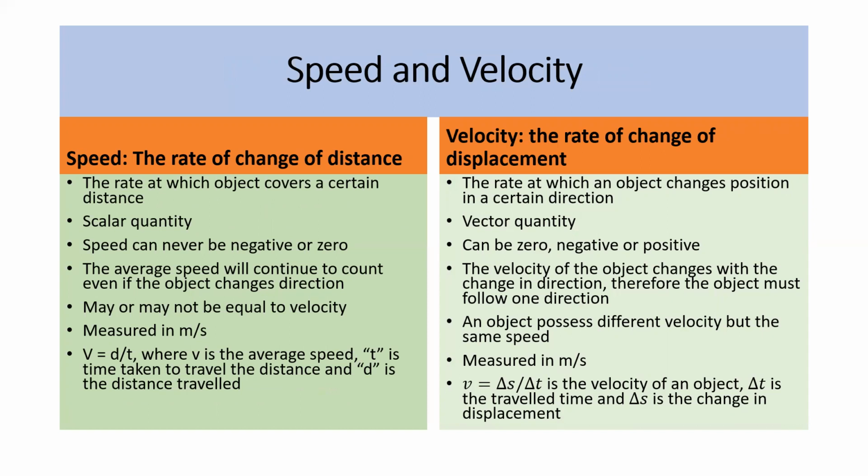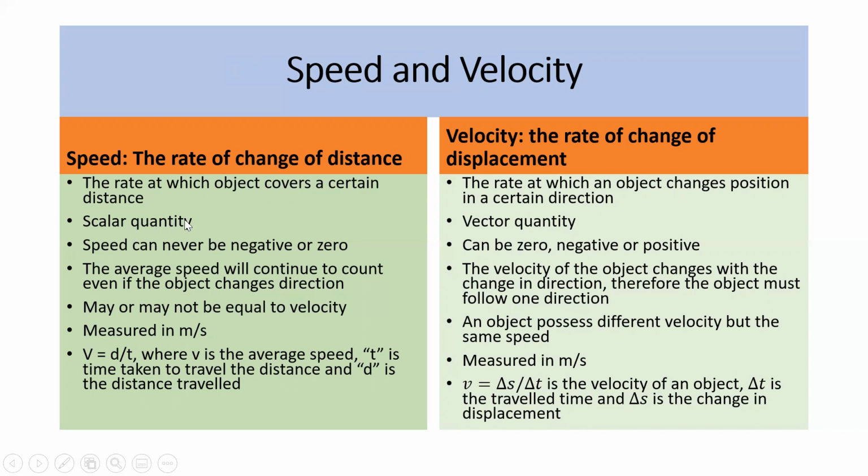Unit number 3 is about speed and velocity. Speed is the rate of change of distance. Velocity is the rate of change of displacement. What are the differences between speed and velocity? Speed is the rate at which an object covers a certain distance. Velocity is the rate at which an object changes position in a certain direction.